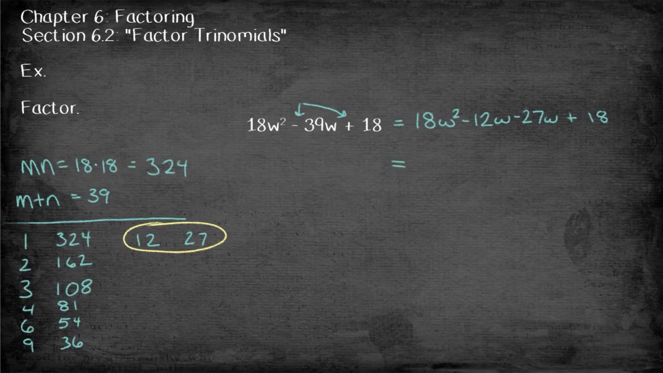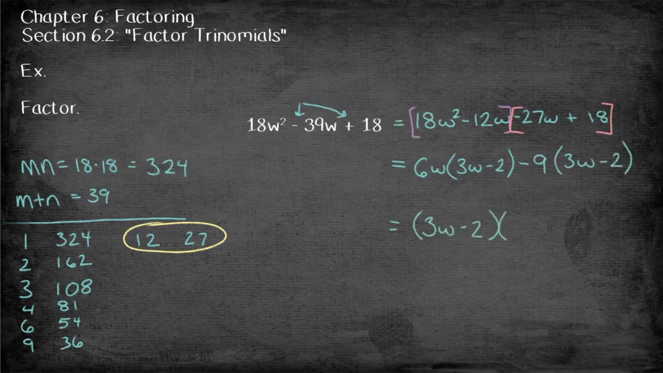All right, for this first pair of terms, I have 6w as my GCF. And then over here, I have a negative 9. And there we have it. Next up, we're going to be looking at factoring these so-called special products. So it's going to be special time.